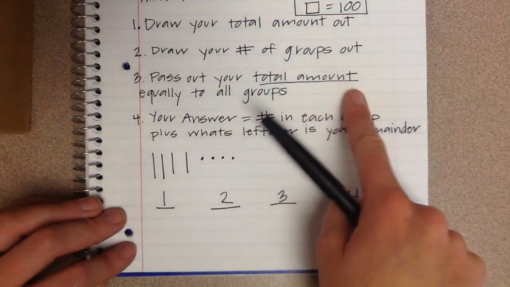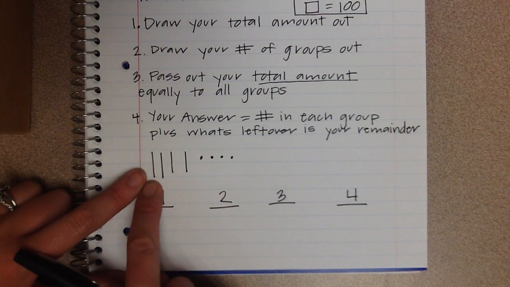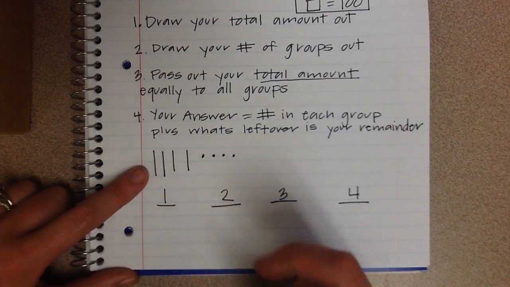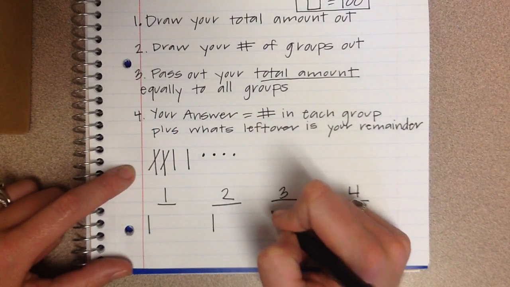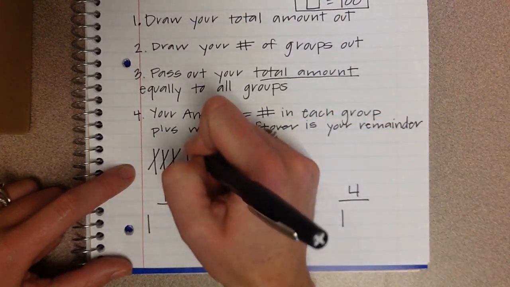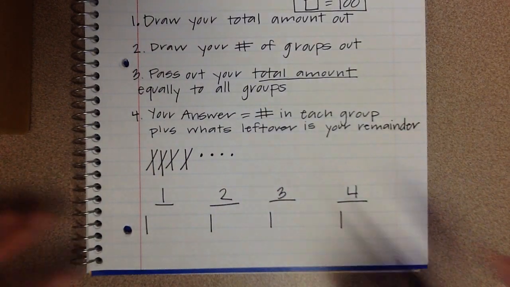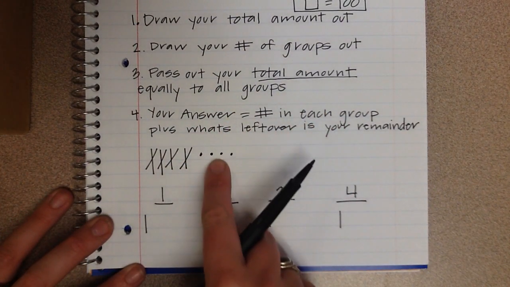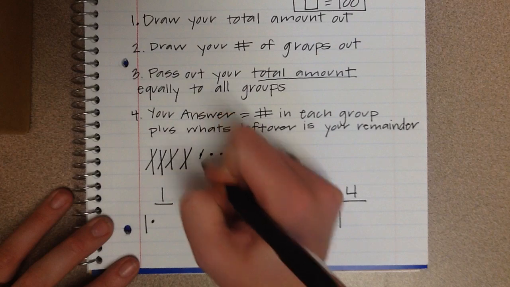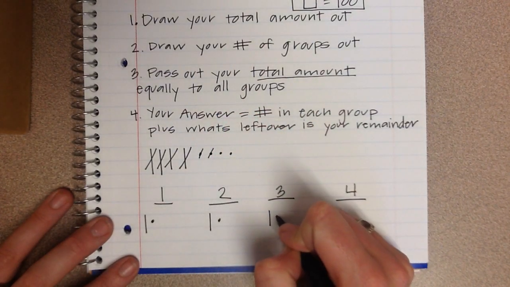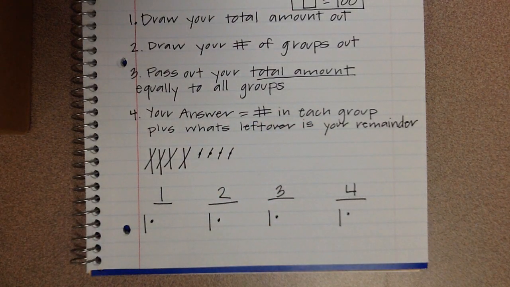Number 3 says pass out your total amount equally to all groups. So my first thing is, do I have enough tens to pass out to 4 groups equally? I do. So I'm going to mark it out, mark it out, mark it out, mark it out. So I passed all my tens out and it was equal. Each person got 1. Now, do I have enough to pass out my ones to everyone equally? I do. So I'm going to put a 1 here, put a 1 here, put a 1 here, and put a 1 here. I have nothing left to pass out.